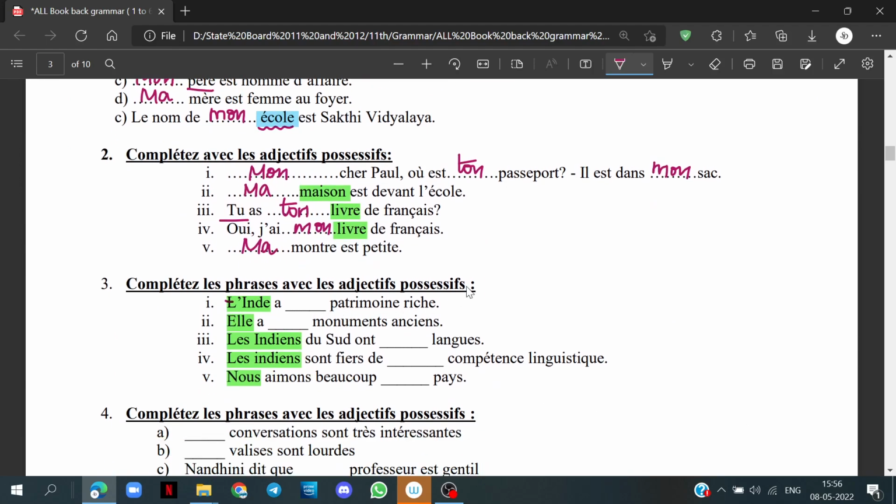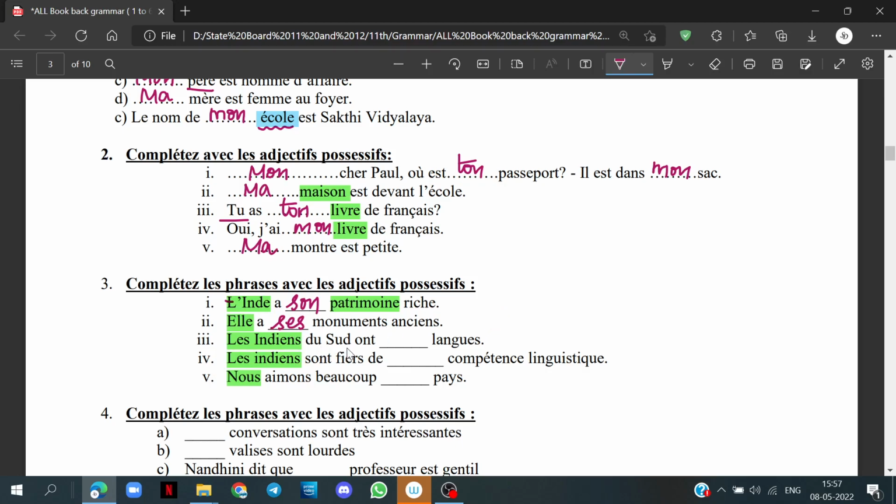India has its rich patrimoine. The word patrimoine is an exception. It ends with the E, but you have to write son. India a son patrimoine riche. Then the next one is elle a dash ancient monuments. She has ancient monuments. She stands for India. India has its ancient monuments, ses monuments anciens.